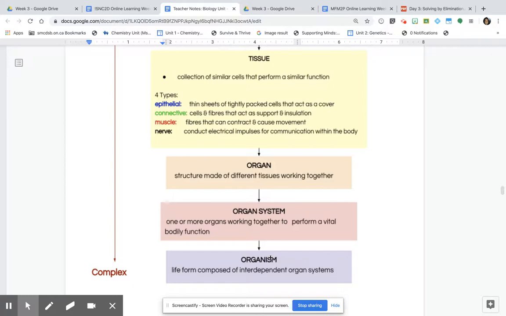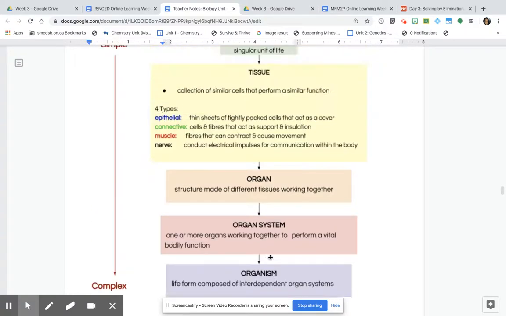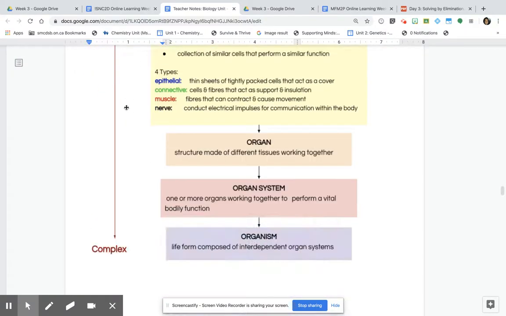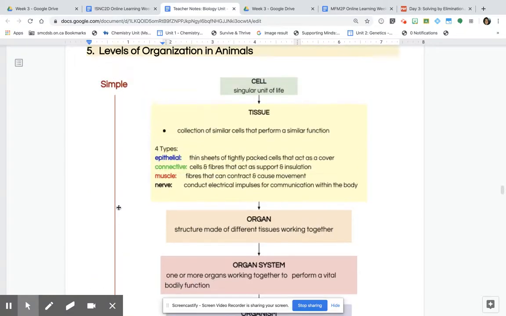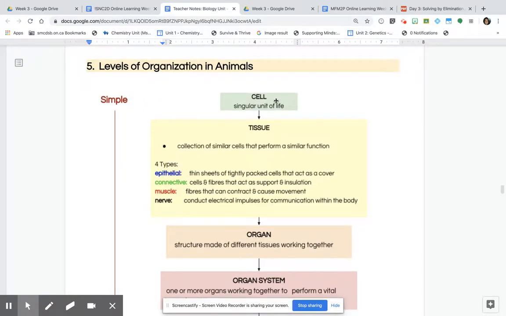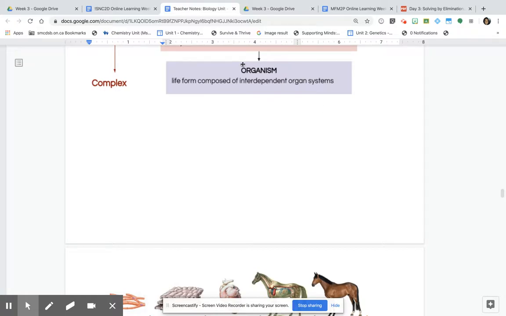So you can only live for so long with one organ system not functioning properly. And some are not as long as others. Okay, so again, we start at simple, we go super complex. Simple, one single cell, really complex, a whole bunch of organ systems working together. Okay.